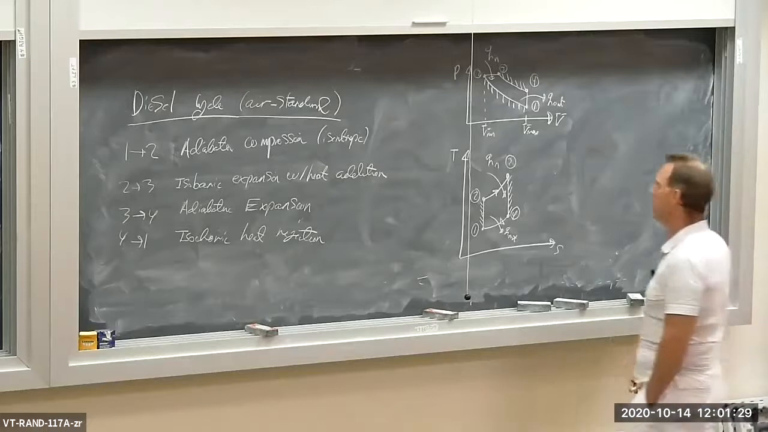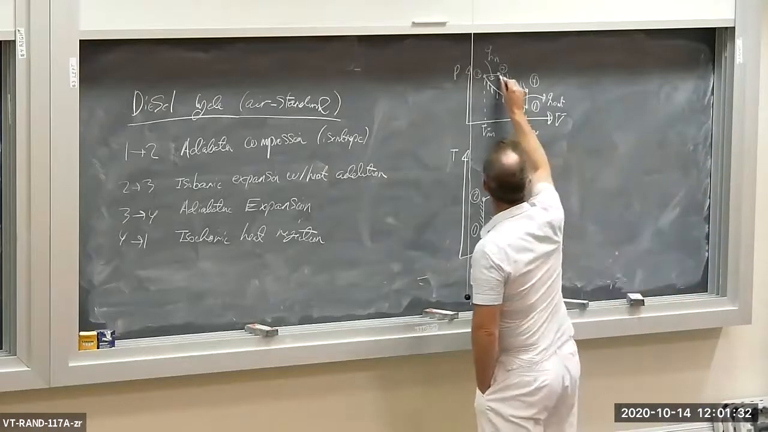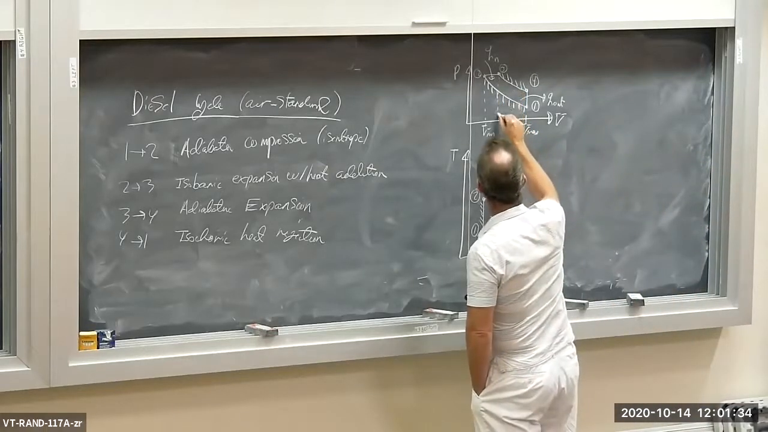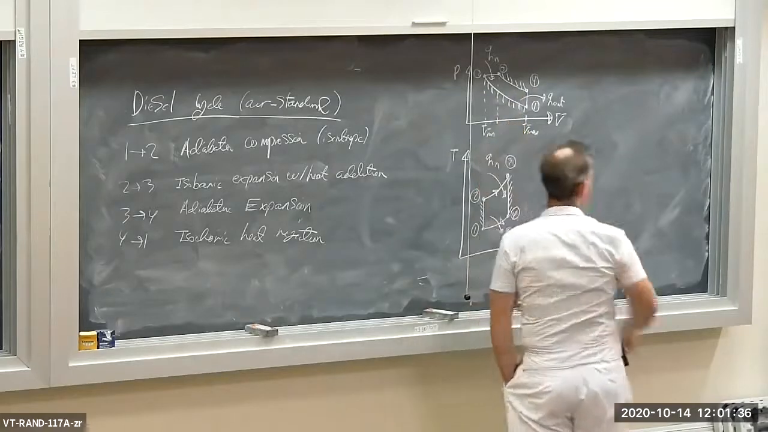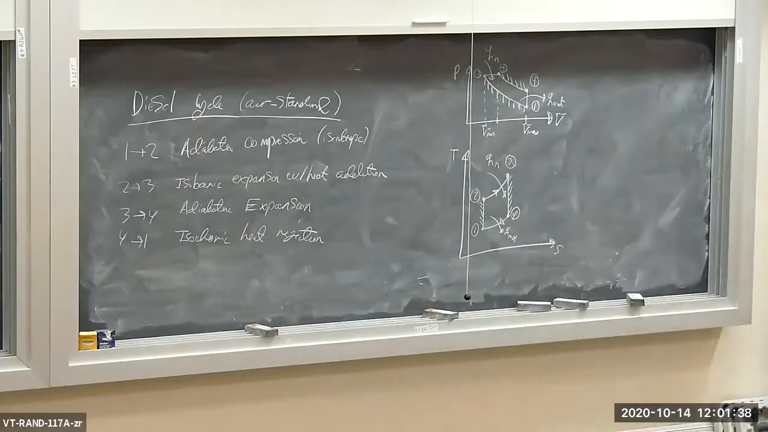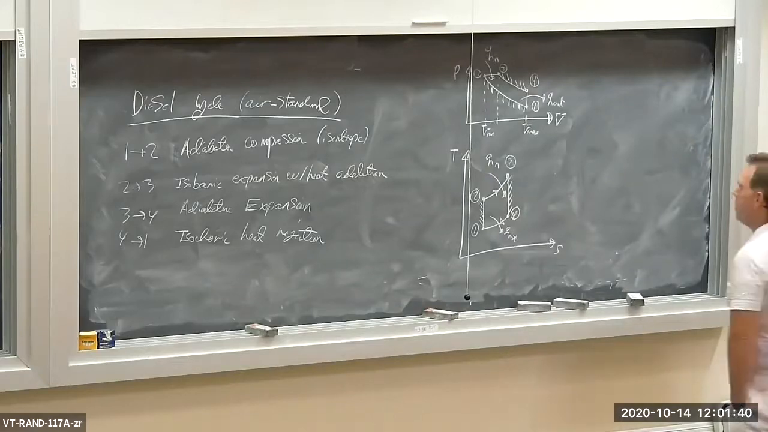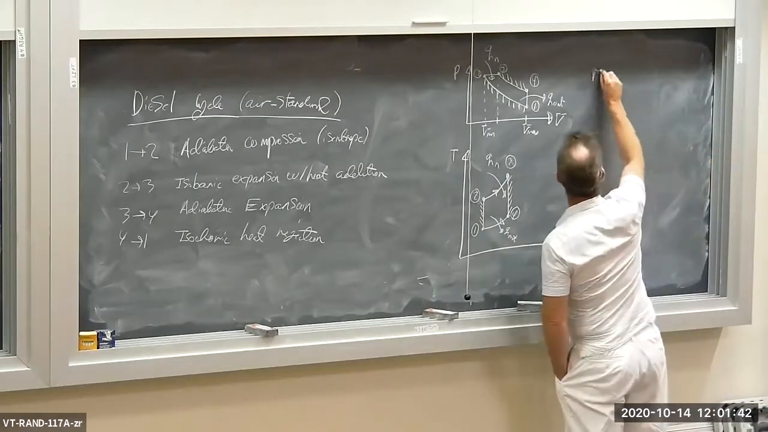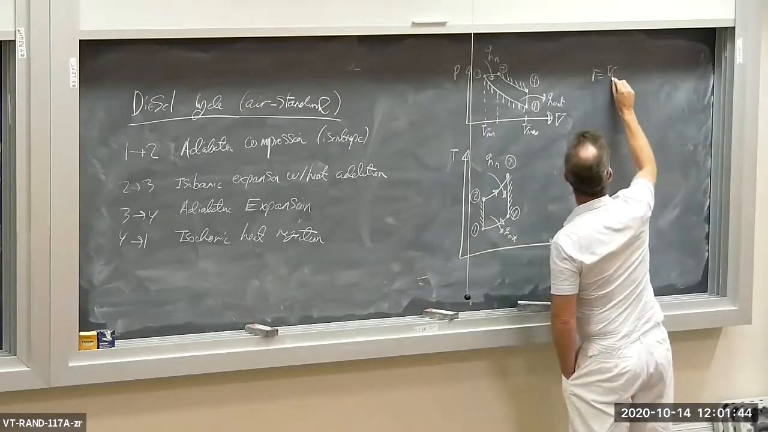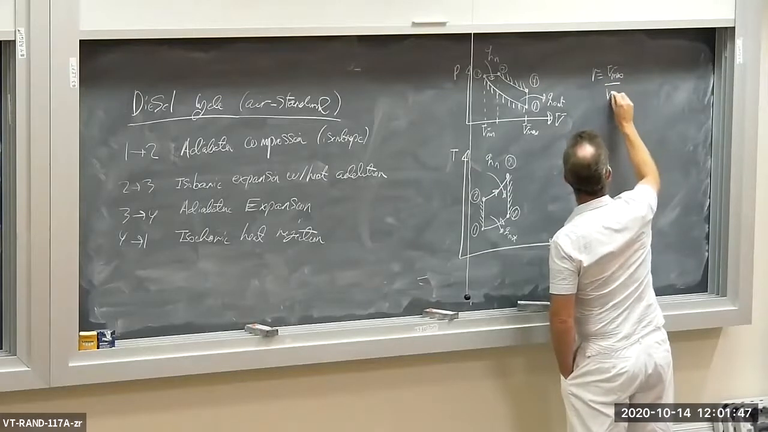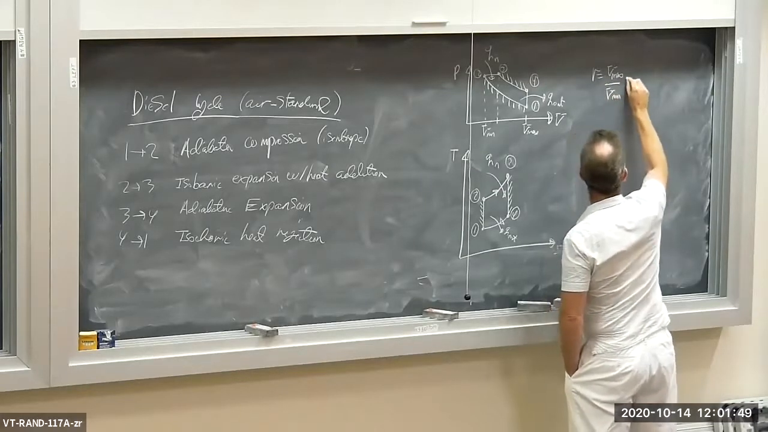In particular, there is a second volume here. Remember, for the Otto cycle, the efficiency was a function of the compression ratio alone. So we still have the compression ratio here. We have r equal to Vmax over Vmin. We still have the compression ratio.